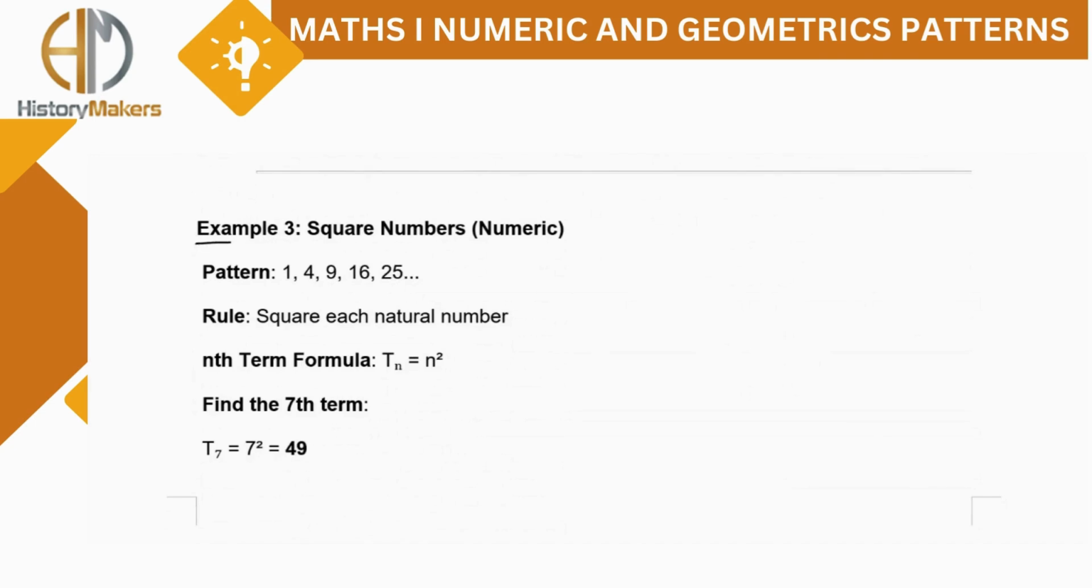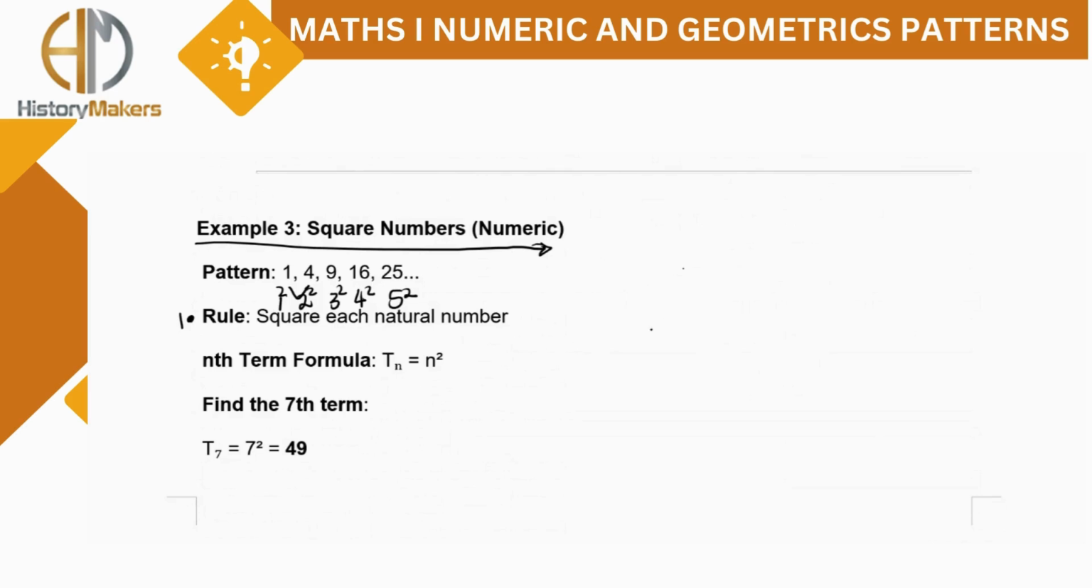Now let us go to example number 3 and look at square numbers. We first look for consistency. It's 1 squared, 2 squared, 3 squared, 4 squared, 5 squared. So they squared each natural number. A natural number is a number from 1 to infinity. So they squared each natural number, starting with 1, 2, 3, 4, 5. That is the rule explained, which is our consistency.